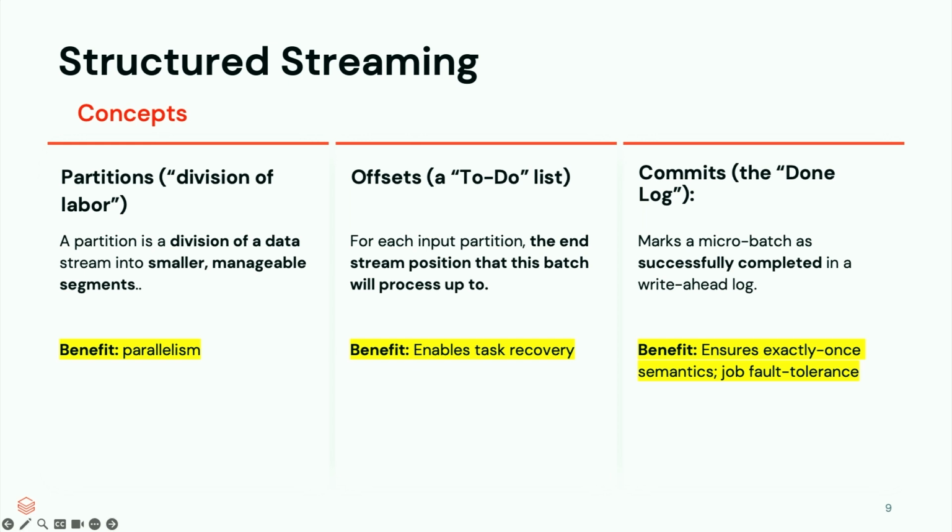So if a single task fails mid-batch, Spark can use this to retry the exact same range of data, ensuring no data is lost or recalculated. And again, different systems have different names for it. Kafka has offsets, Kinesis has sequence numbers, potato, right? It's all the same.